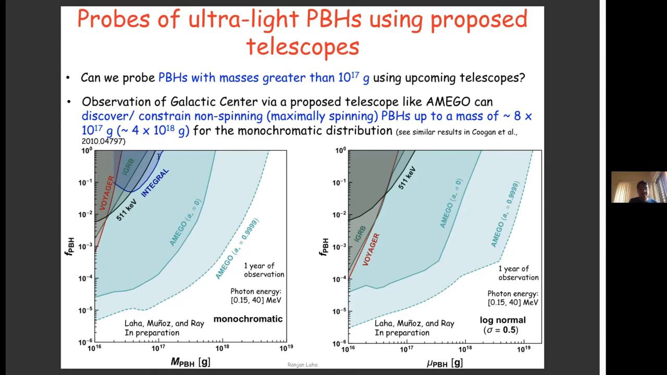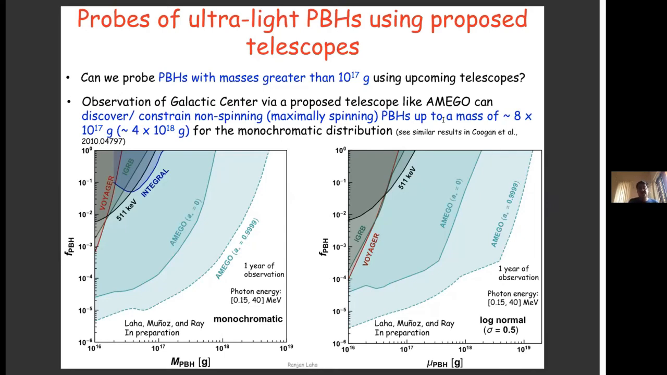All of these lines are the older limits. For non-spinning primordial black holes, this is the line. Anything above is ruled out. For maximally spinning primordial black holes, this is the line. Anything above is ruled out. This is for a monochromatic mass function. You can also do it for the log-normal mass function for a specific sigma. Again, you see there are new parts of the parameter space which we can probe, which one cannot probe using any other means.